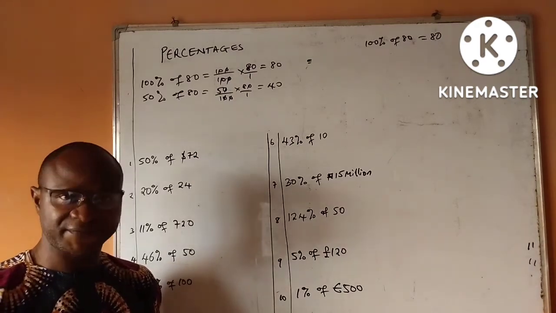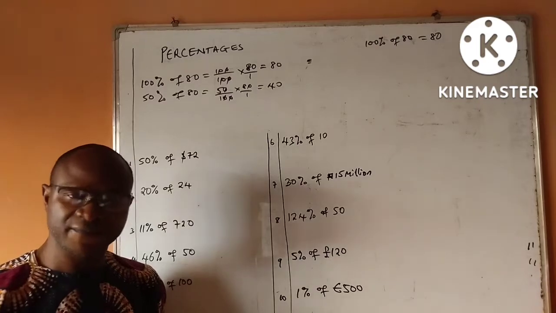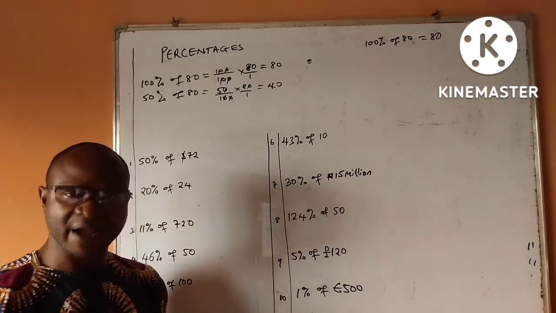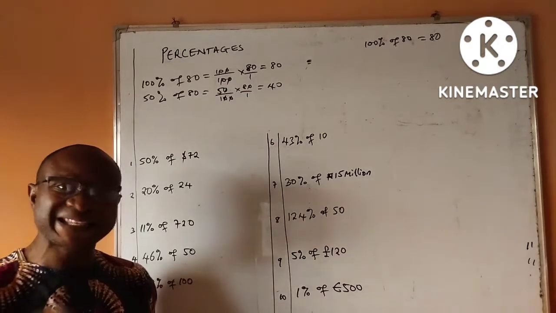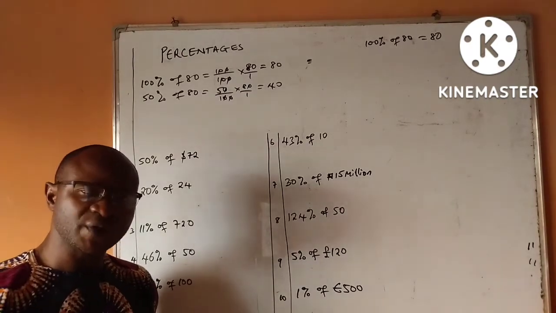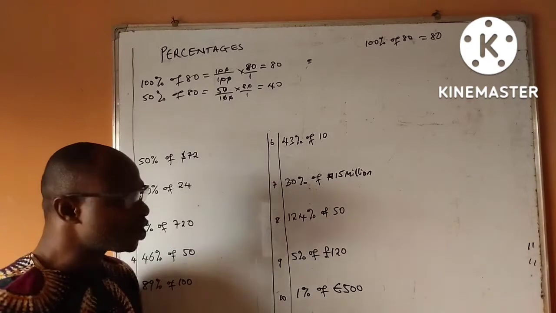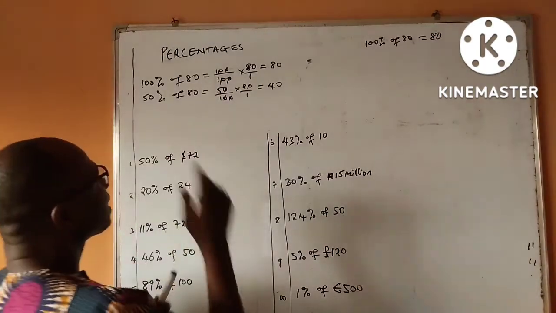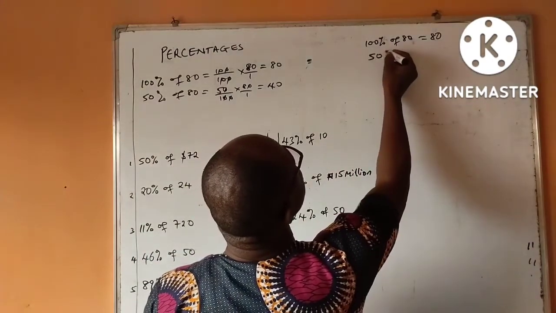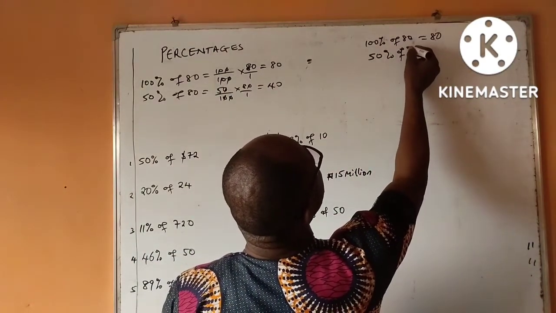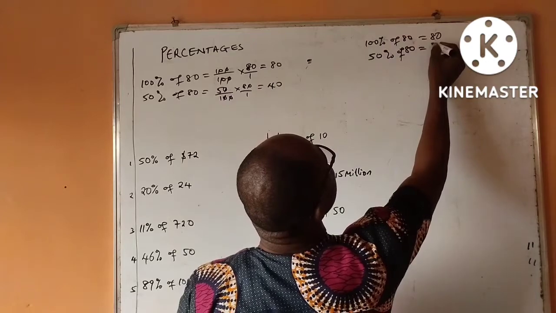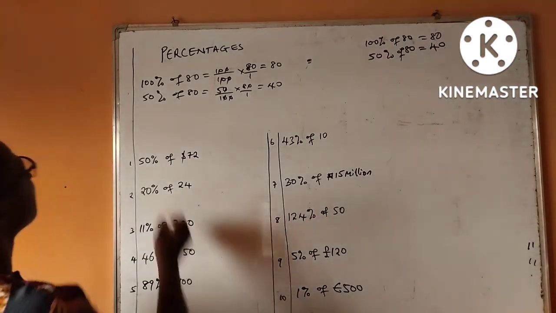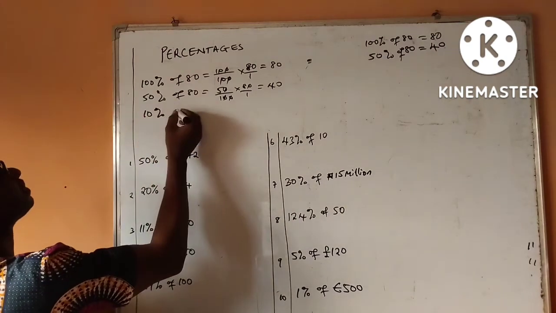50% of 35 is 17 and a half. 50% of 10,000 naira is 5,000 naira. 50% of 8 cents is equal to 4 cents. 50% of 30 euros is equal to 15 euros. So we now say that 50% of any number is equal to half of the number. Good. Let's go to 10%.